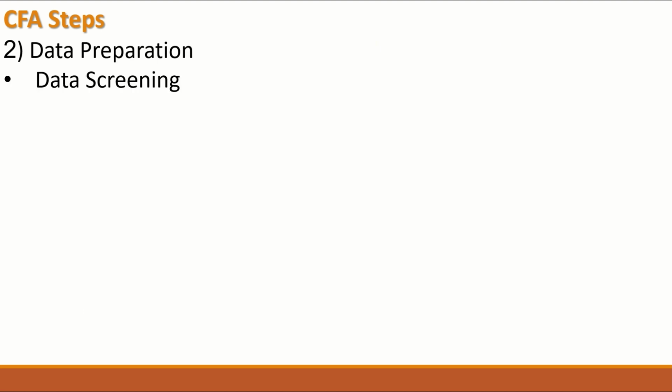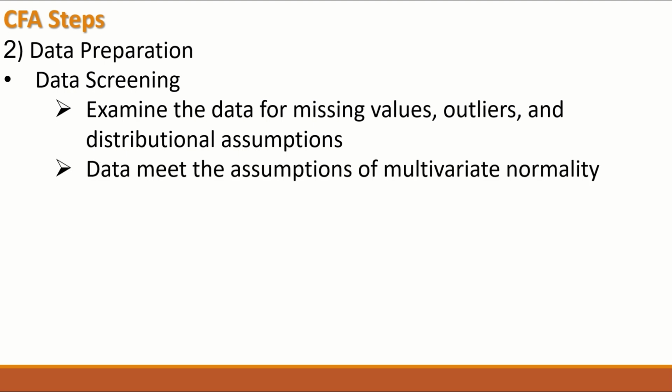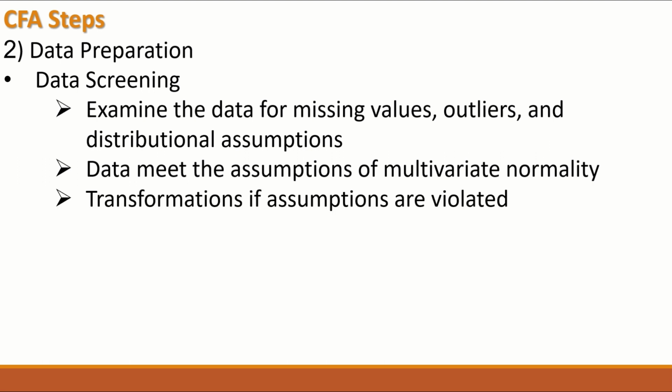The second step is to prepare the data. You need to screen the data and examine it for missing values, outliers, and distributional assumptions. The data must meet the assumption of multivariate normality, and transformation is done if assumptions are violated. So if the data is not normally distributed, that's a violation of the assumption. The alternative way to resolve that is to transform the data. There should also be no missing data when screening the data to perform CFA.